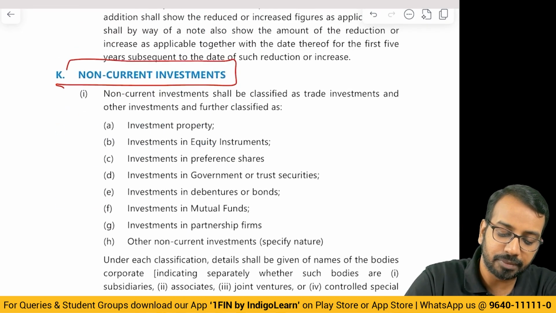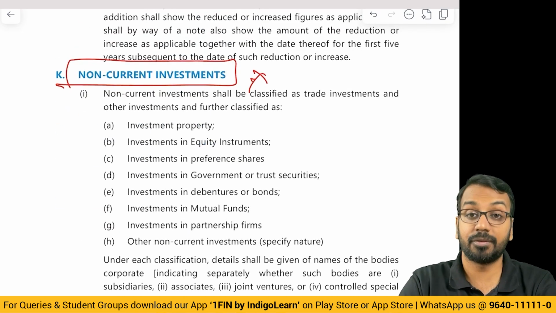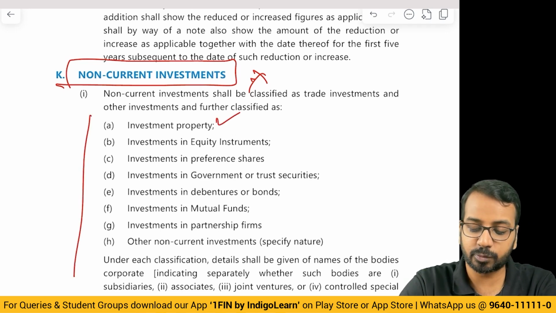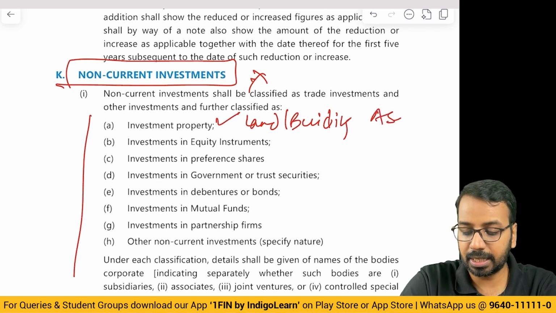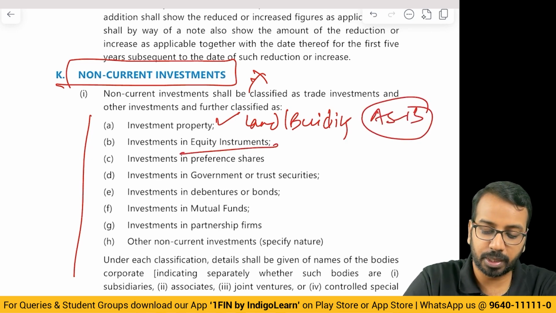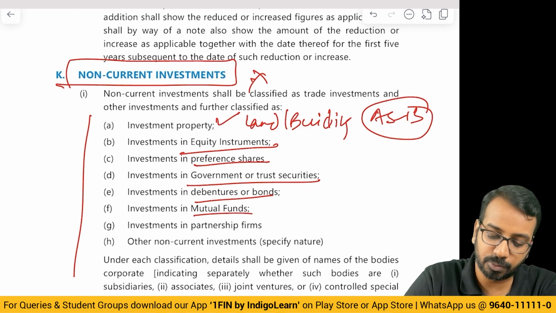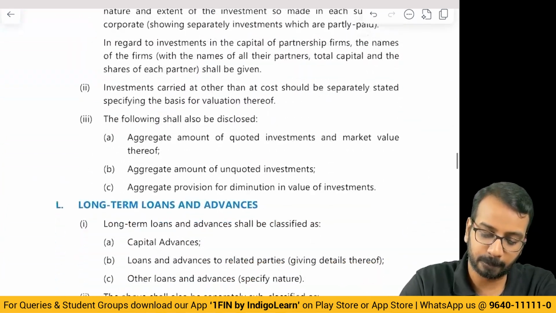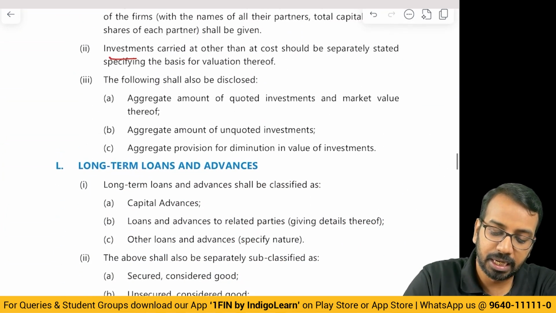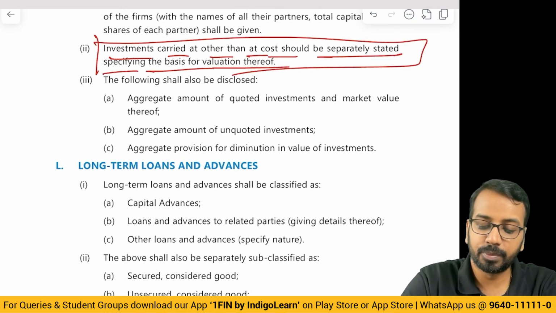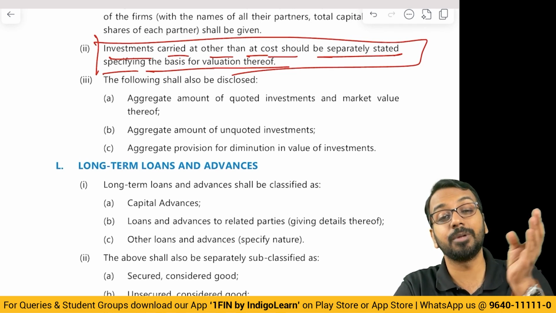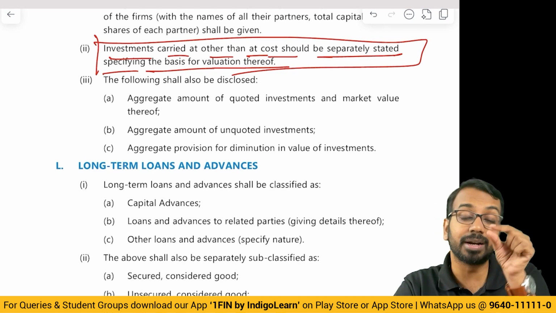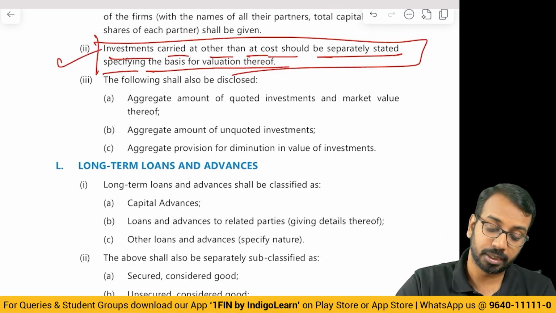Then non-current investment, generally not given in the question, but if it is given, you have to give this classification. Investment property, this is land and building, which you will understand in Accounting Standard 13. Then equity instruments, preference shares, government and trust securities, debentures, mutual funds, etc. have to be given separately. Investment carried at other than cost should be separately stated, specifying the basis of valuation. For current investment, if there is a permanent diminution in the value of investment, we will write it down to the net realizable value. That has to be disclosed here.